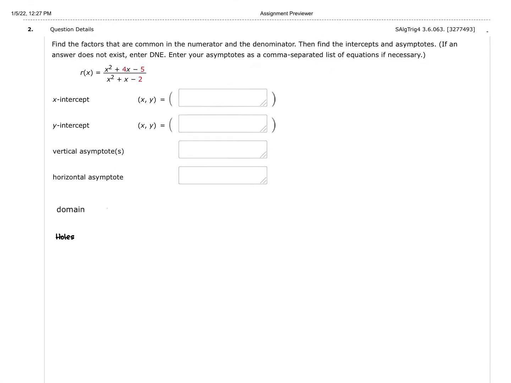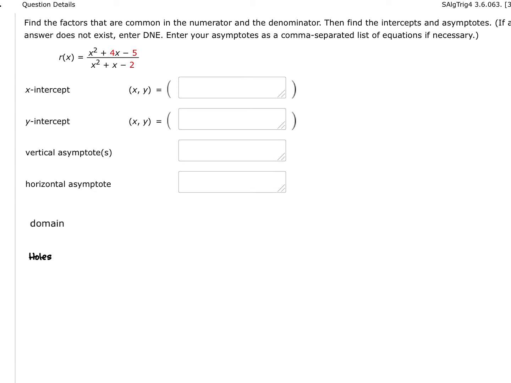For number 2, we're given the function r of x is equal to x squared plus 4x minus 5 over x squared plus x minus 2. We're finding your x and y intercepts, your vertical and horizontal asymptotes, your domain, and your holes. So same exact thing as the last question.